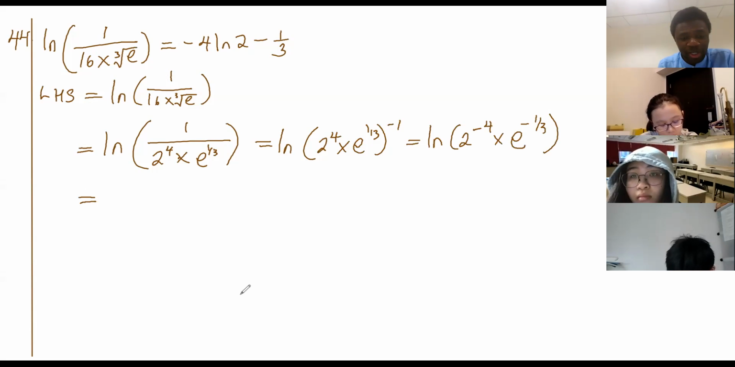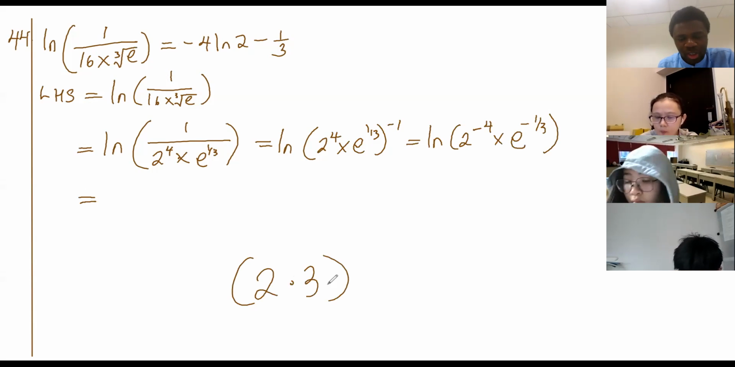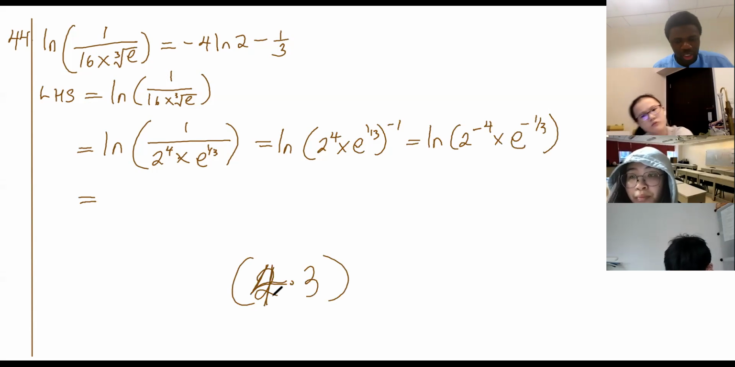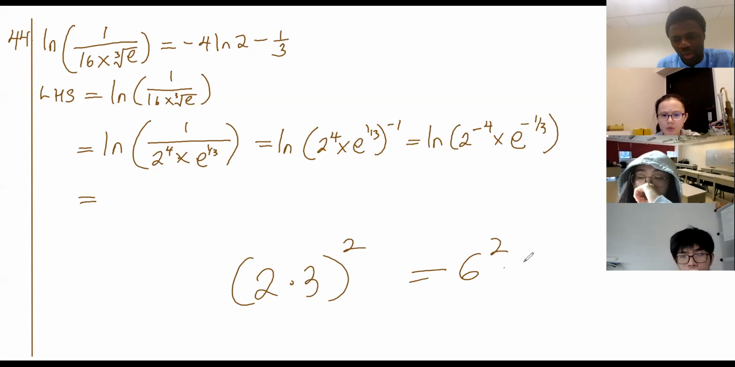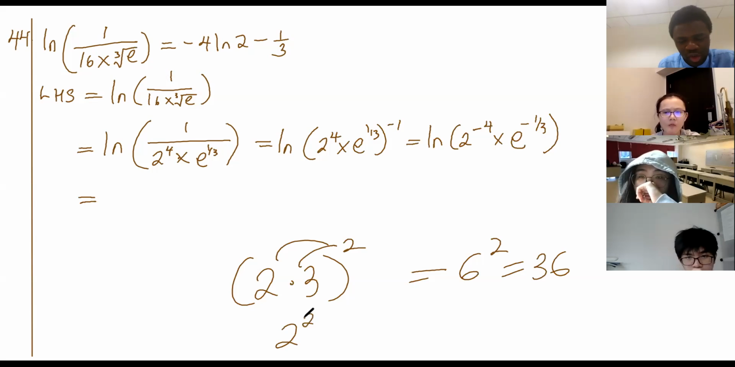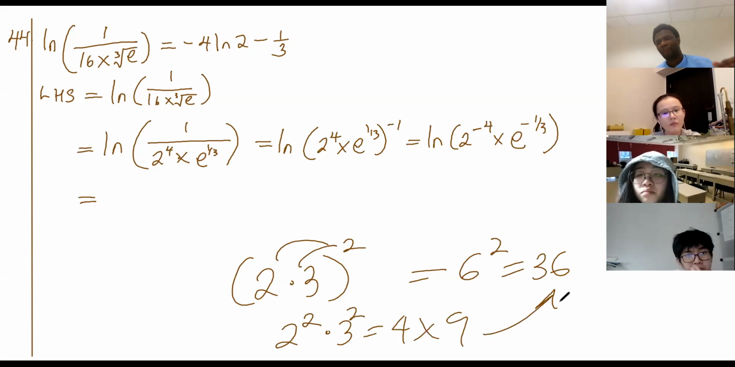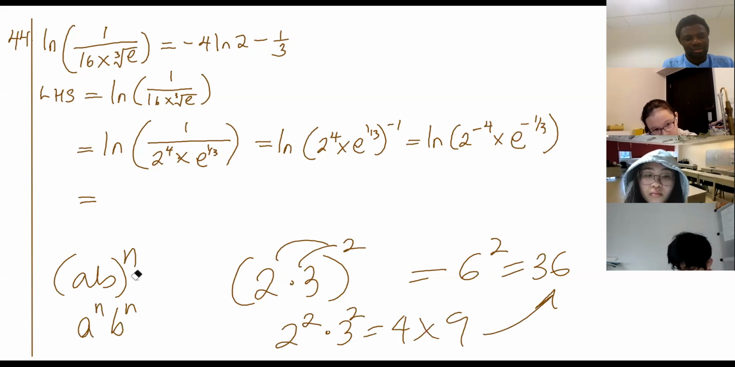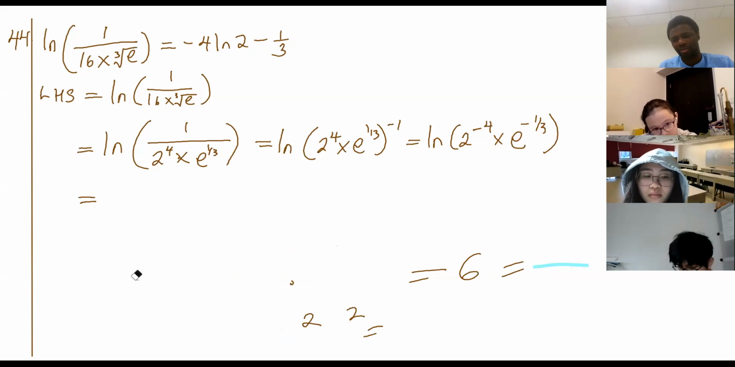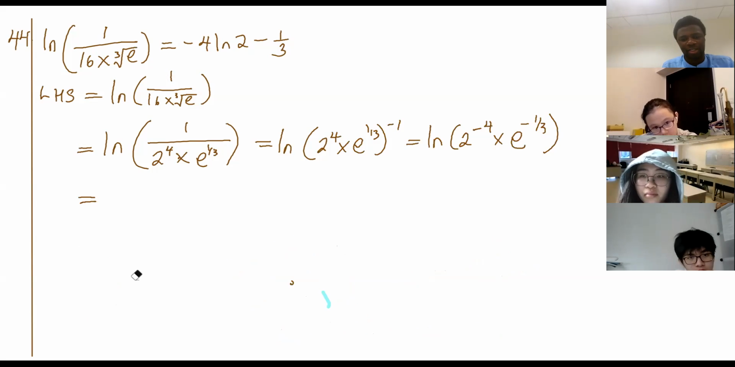Because in indices, remember, if you have 2 times 3, and you have to power 2. If you do the bracket first, you get 6 squared, which is 36, right? It's the same as giving them the powers: 2 squared times 3 squared, which is 4 times 9, which is also 36. So in indices, when you have (ab) to power n, it's a to power n, b to power n. So you're right. Okay? Don't be scared, Mr. Justin. All right, let's go.